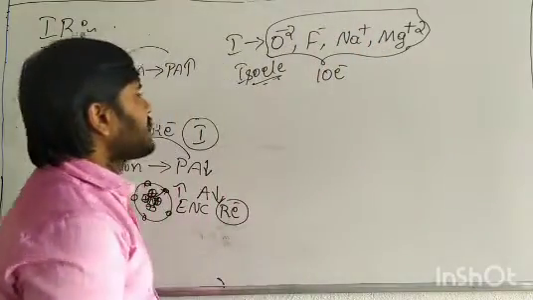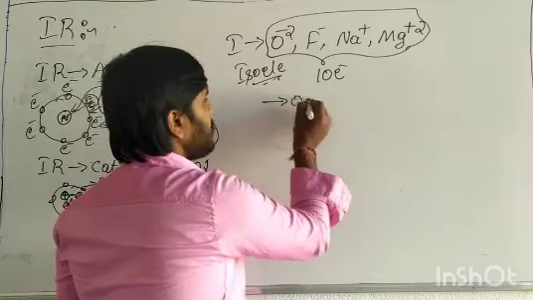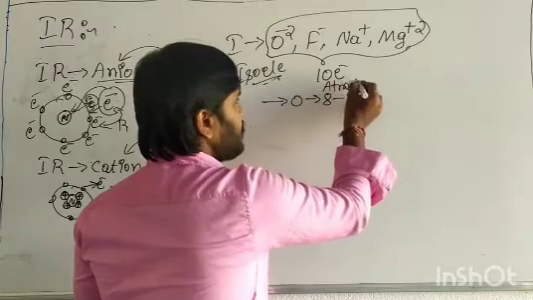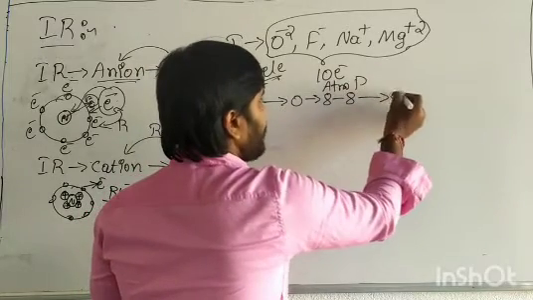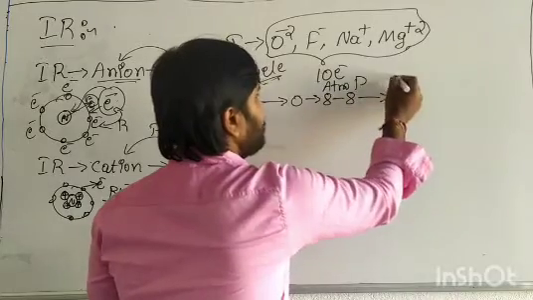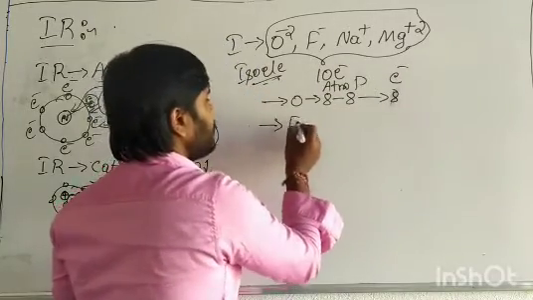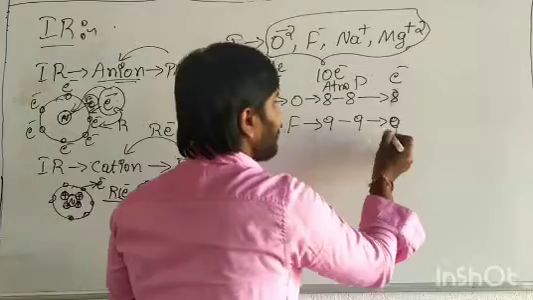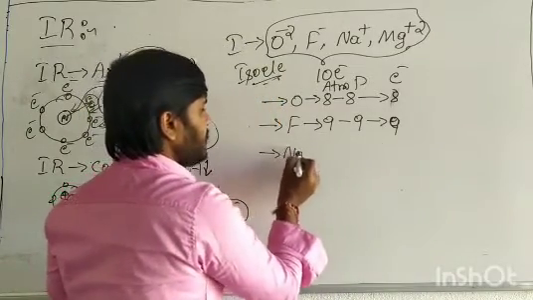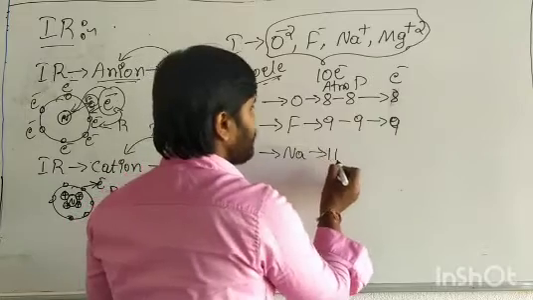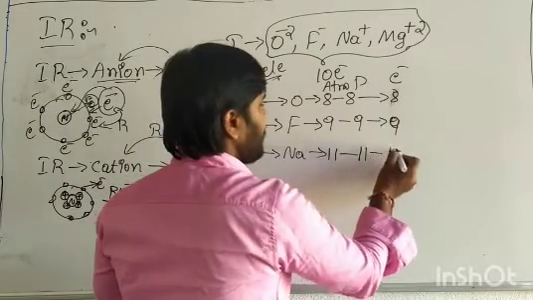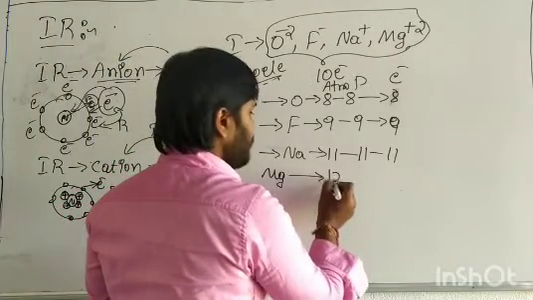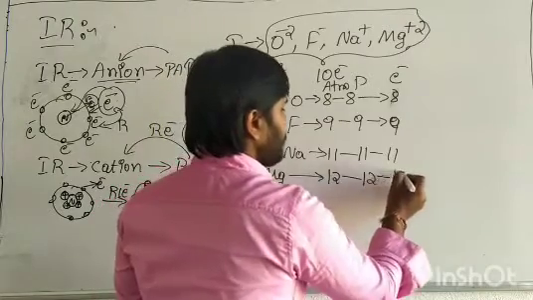Here you know that the oxygen atomic number is 8, that means 8 protons, and the number of electrons is also 8, right? Next, fluorine atomic number is 9, number of protons is 9 and number of electrons is also 9. Next, sodium: the atomic number is 11, protons are 11 and electrons are also 11. And magnesium has atomic number 12, 12 protons and 12 electrons.